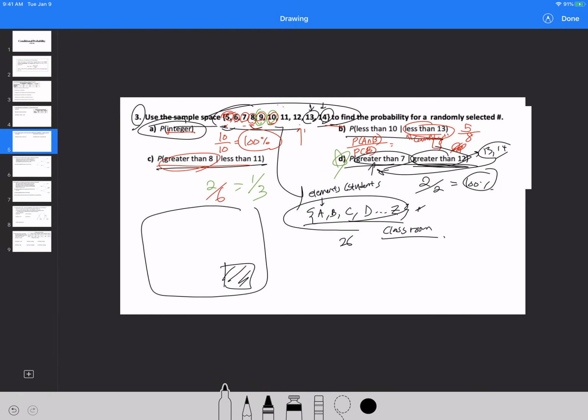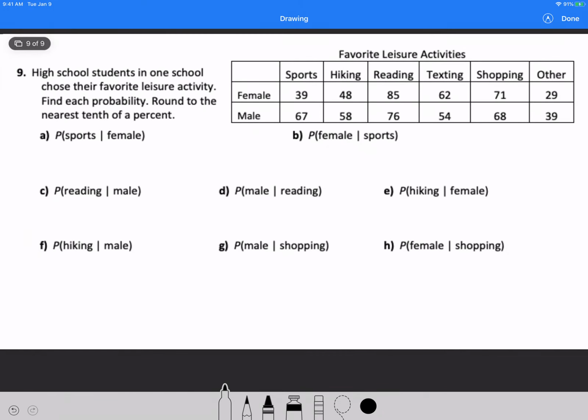Okay? All right, so in this particular case, the entire review is done. But I want you guys to finish this for homework for today. High school students in one school chose their favorite leisure activity. Find each probability, rounded to the nearest tenth of a percent. For this, you may use Google Docs.